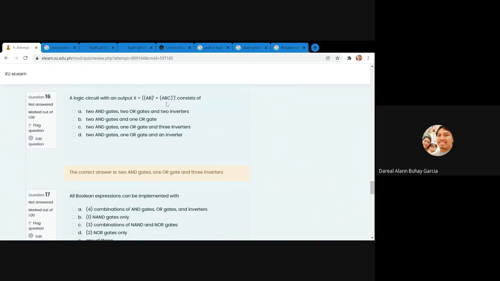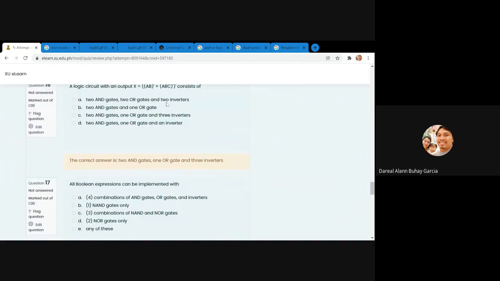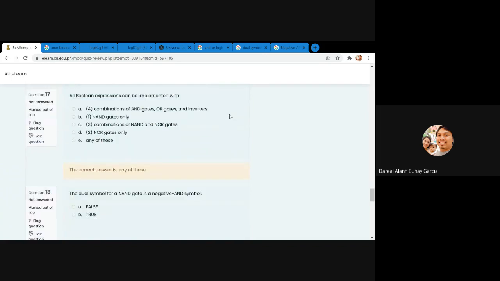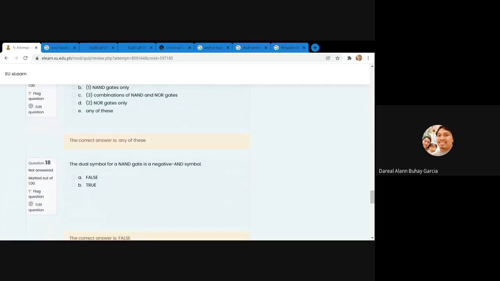All Boolean expressions can be implemented with a combination of AND or an inverter. This is correct. NAND gates only, pwede. NOR gates, pwede pod. Combination of NAND and NOR gates, pwede. Okay, so any of these. The dual symbol for NAND gate is negative AND symbol. False? Ang sa NAND gate is negative OR. No?